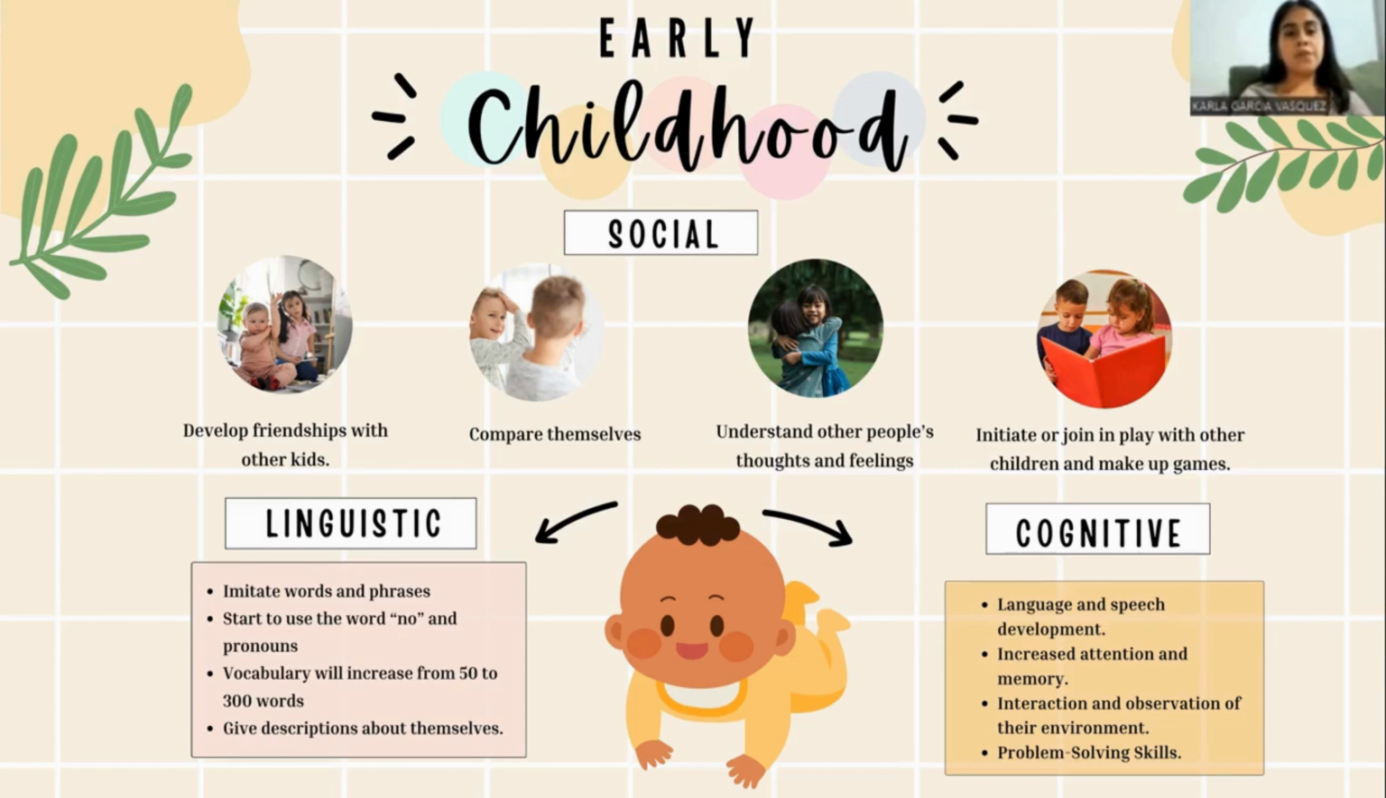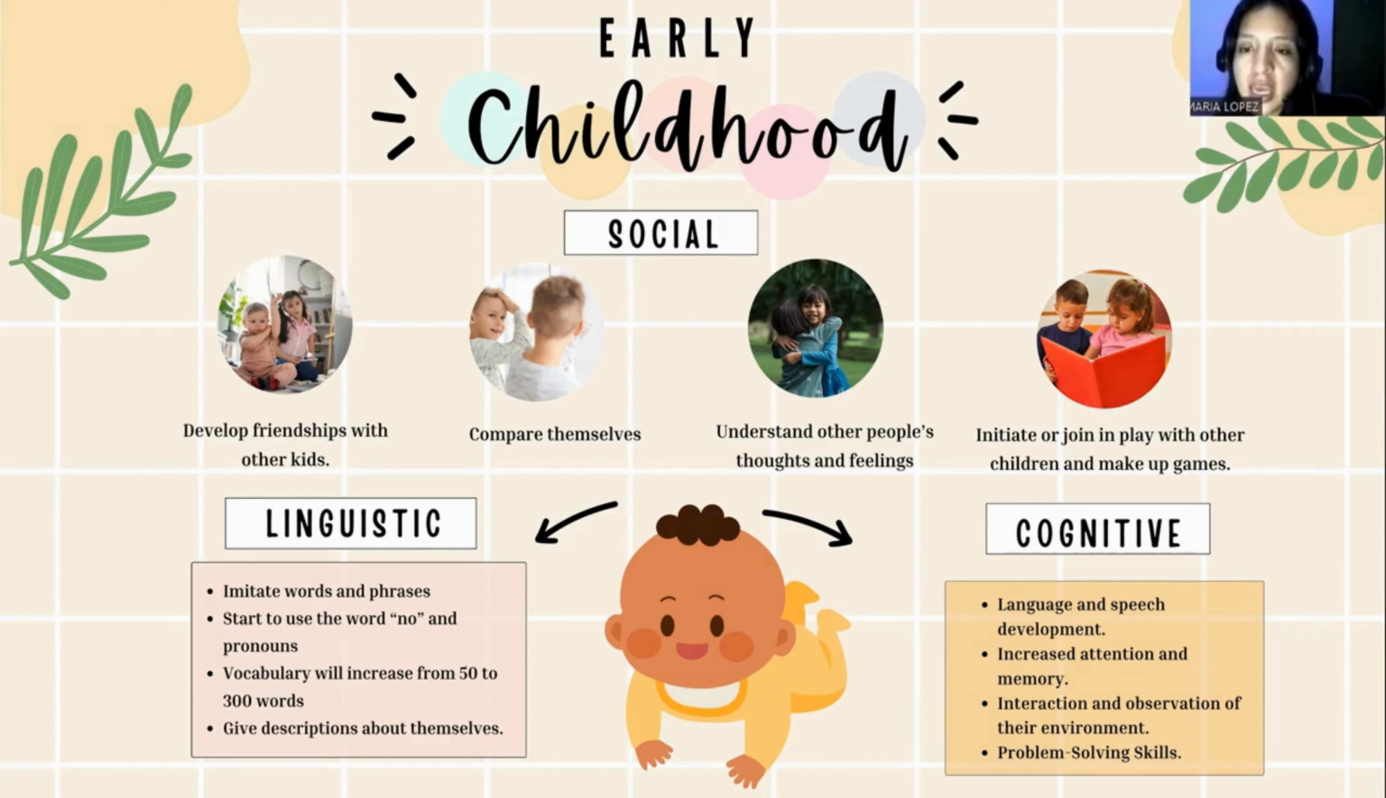Infants transition from non-specific sounds to mimicking their caregiver's speech and eventually acquire their own repertoire of words by the age of 2. As toddlers, they begin employing pronouns and the word no, while their vocabulary burgeons to around 300 words. By 5 years old, children can recount daily activities, tell stories, describe themselves, and comprehend basic instructions.